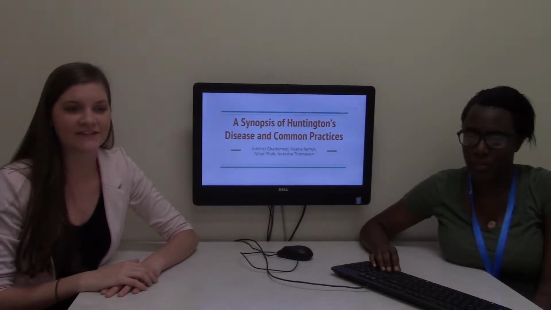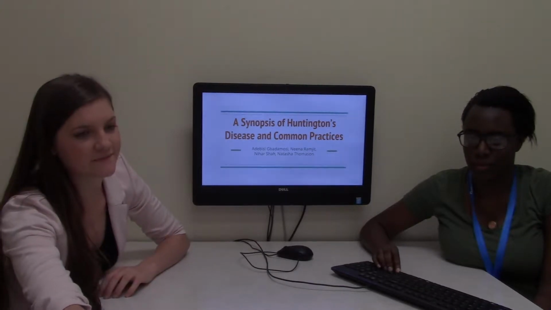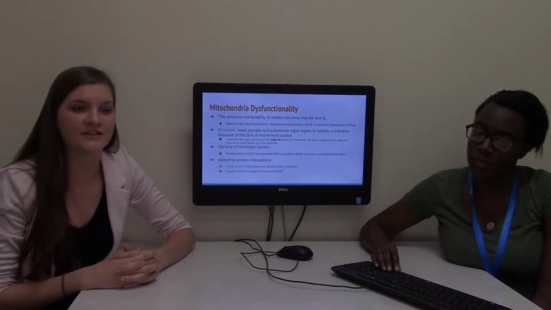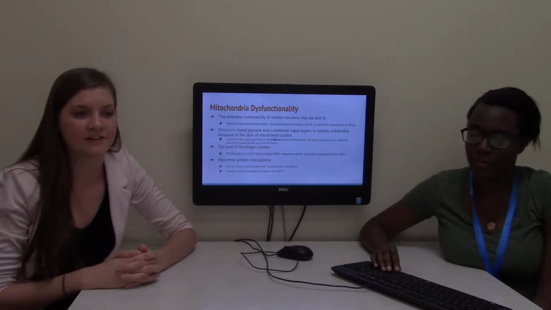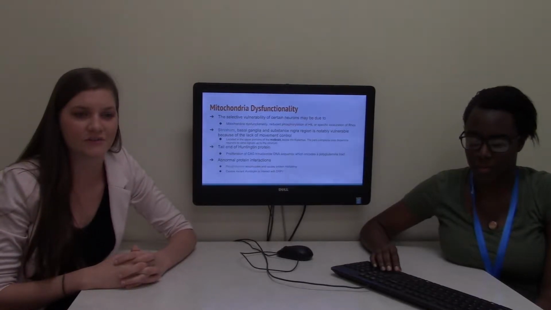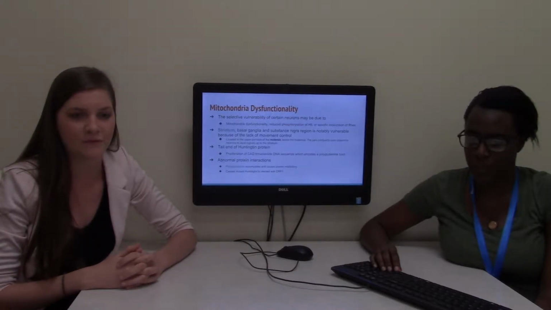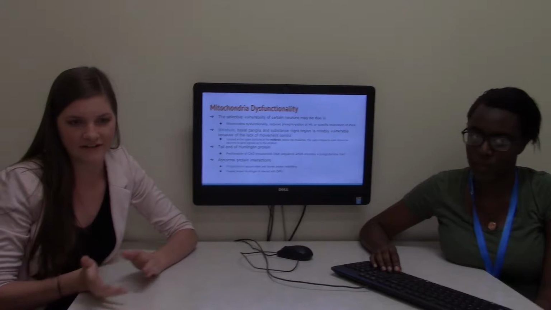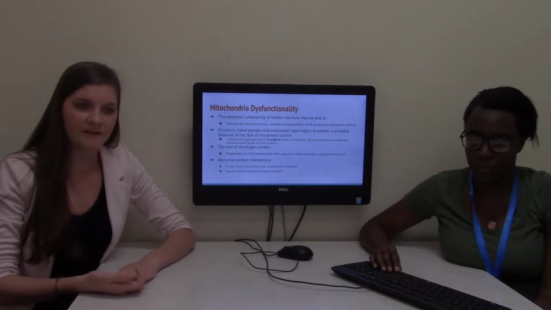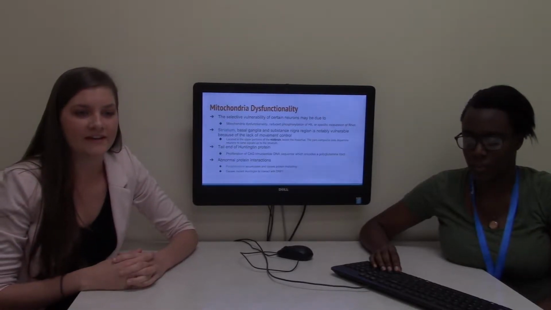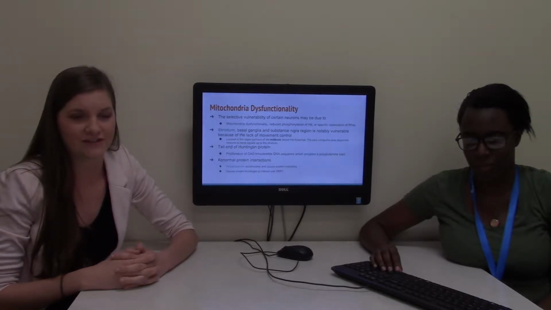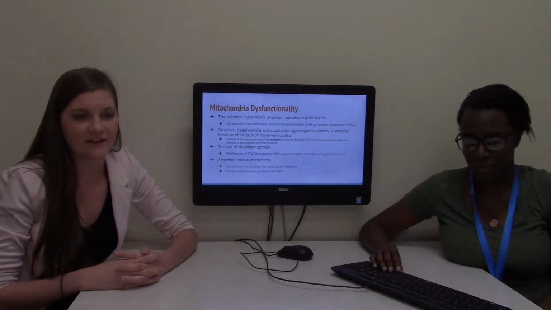A synopsis of Huntington's disease and common practices. Here I focus in on mitochondria dysfunctionality, though the selective vulnerability of certain neurons may also be due to reduced phosphorylation of HTT or the related protein REST with specific localization. The striatum, basal ganglia, and substantia nigra region is notably vulnerable because of the lack of movement control seen in patients. This is located in the upper portions of the midbrain below the thalamus.